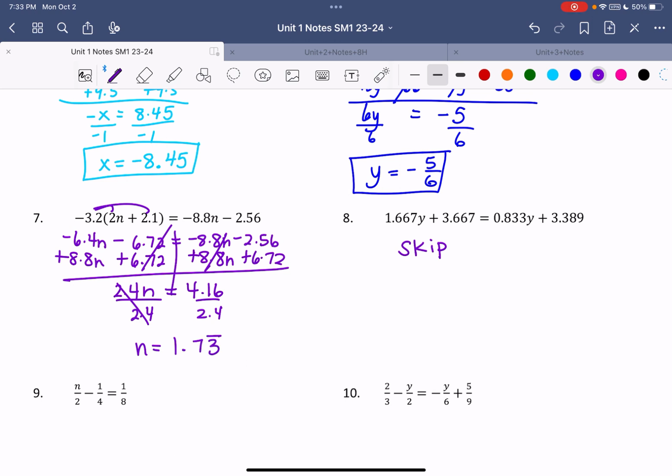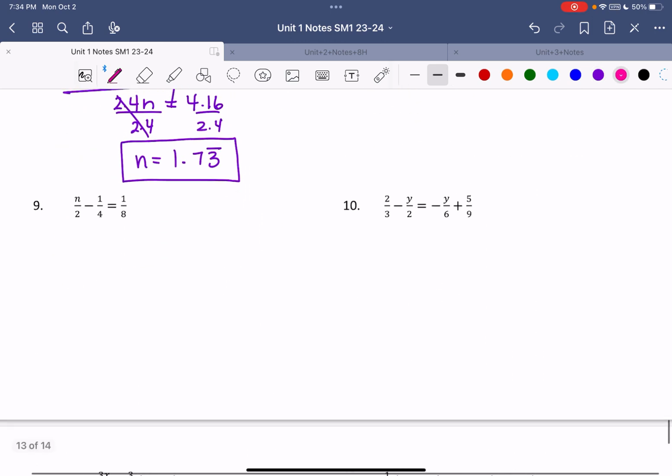So if you put the bar, I call them hats, over the 3, then you know that that's repeating, and that gives you kind of an exact answer. Or you could round it to just 1.73, and that would be okay. All right, so again, we're going to skip number 8 and move on to number 9.